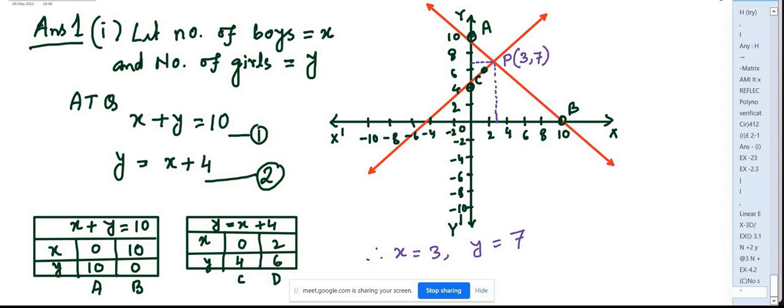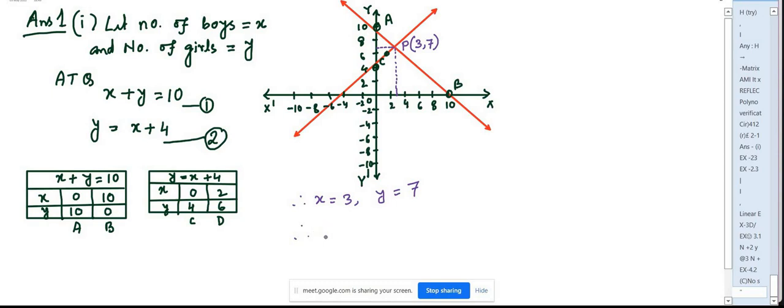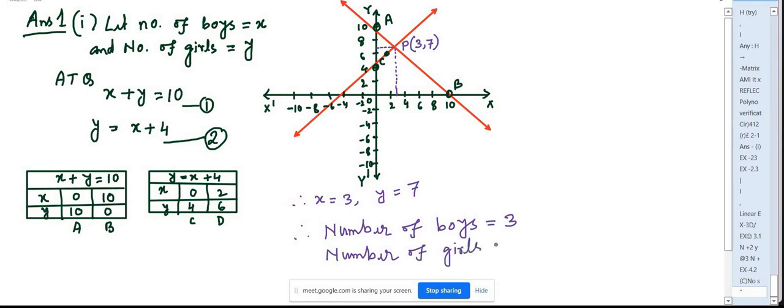It means number of boys equals to 3 and number of girls equals to 7. So this is the graphical solution. That means whatever intersection you will get, that intersection point will be our solution. Here unique solution, that's why one set of solution we are getting. So x equals to 3 and y equals to 7. Therefore number of boys equals to 3 and number of girls equals to 7. Right?